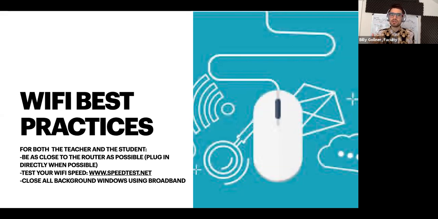Another thing to consider is that you want to close all background windows when using broadband. When you are running your session, if there's anybody else in the house who is using the internet, that's going to slow down your internet. If your computer has a window running in the background or email, or if you even have your phone going and your phone has apps, that's going to be taking away from how fast the internet is.